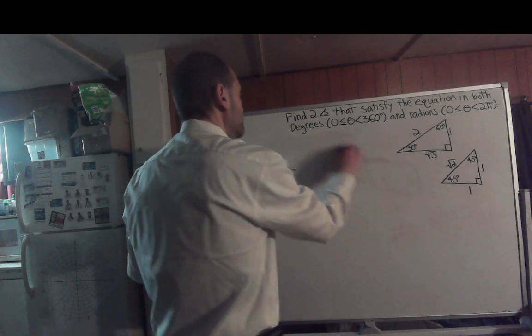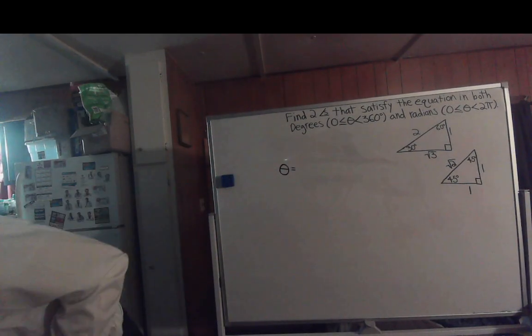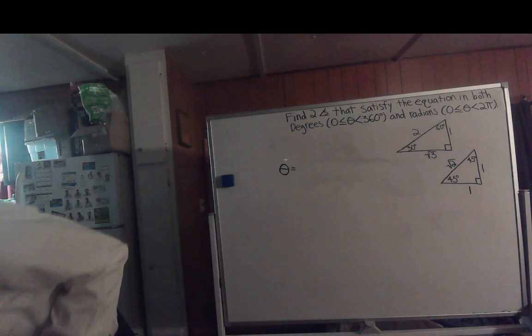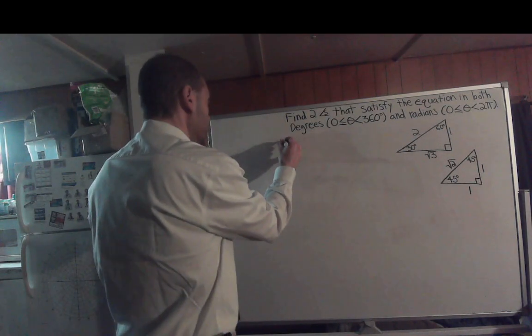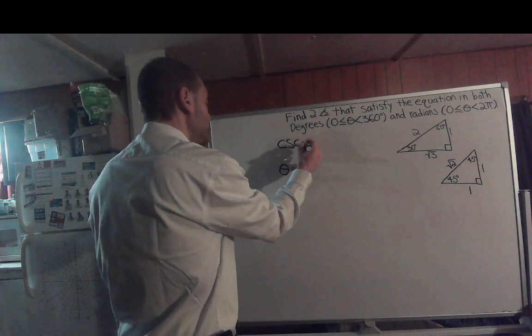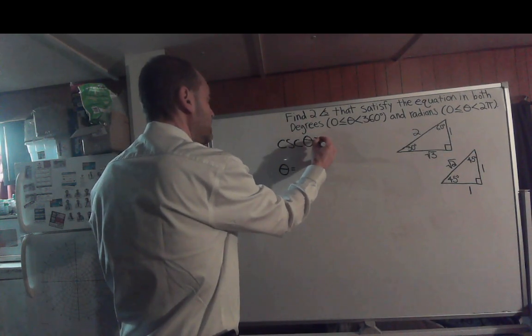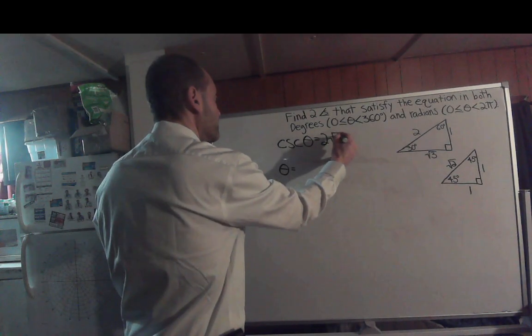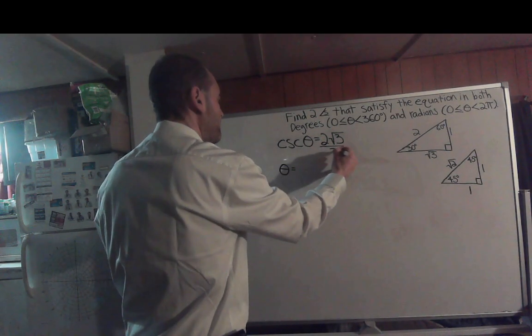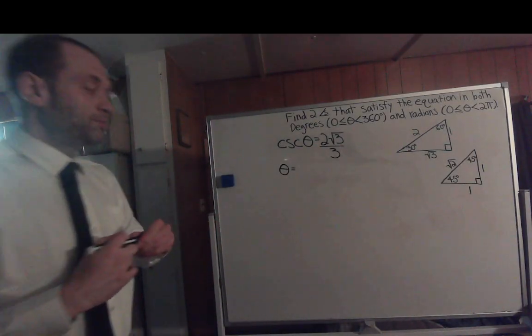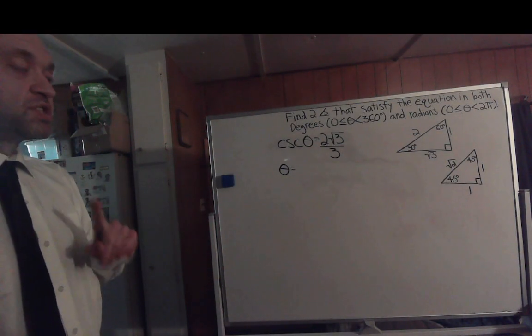What's next here? Good one. Cosecant of theta equals 2 times the square root of 3 over 3. Well, it might be useful.